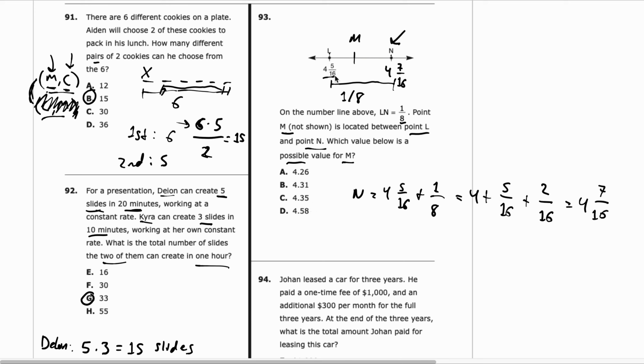Okay, so now let's look at the answers. So these are like fractions, and these are decimals. So let's actually convert these fractions to decimal form. So we have to divide 5 by 16.